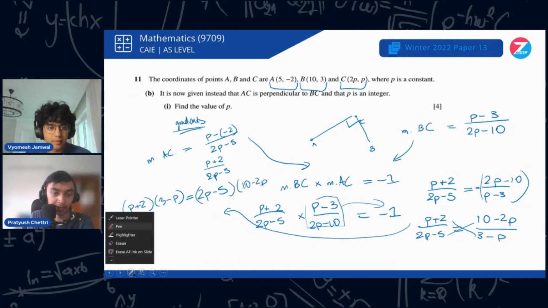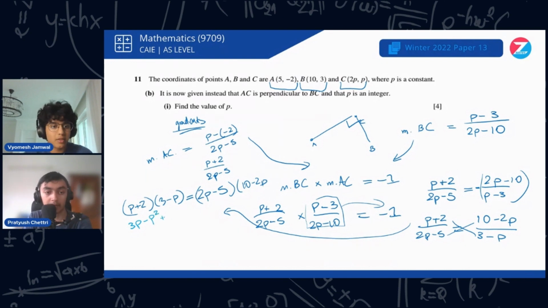I'm just going to switch pen color here so it doesn't get confusing. Okay. And so now we can multiply, then we just expand, simple as that. It's just going to be 3p minus p squared plus 6 minus 2p equals 20p minus 4p squared minus 50 plus 10p. So now we can't exactly cancel out like previously what Pratyush did.